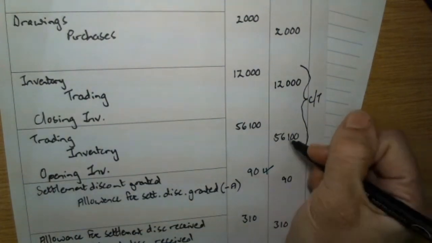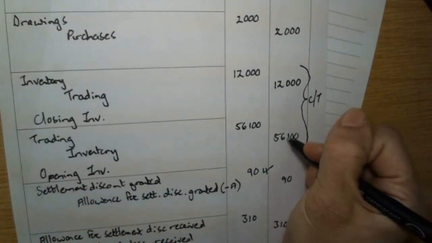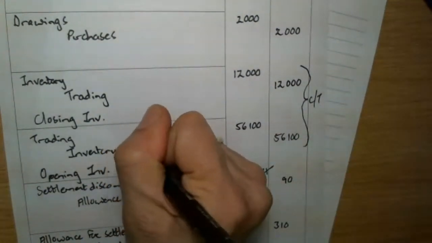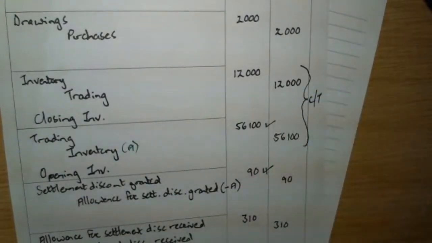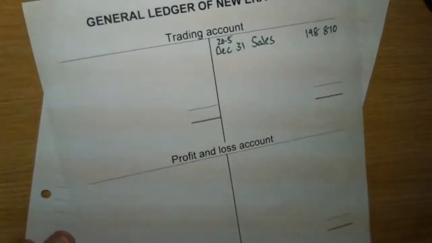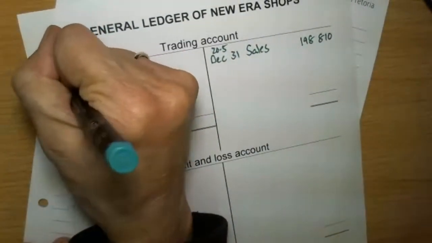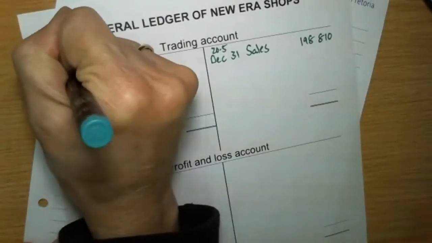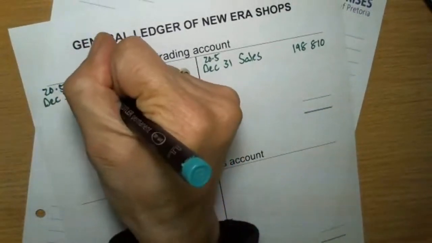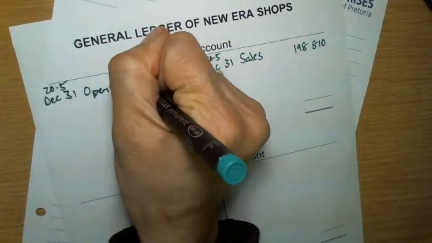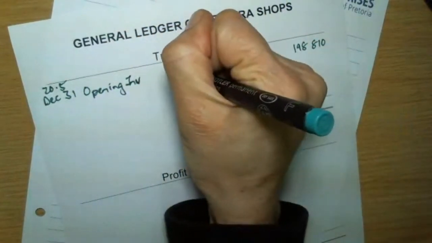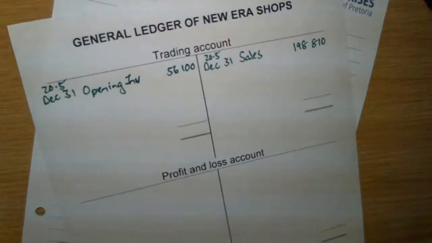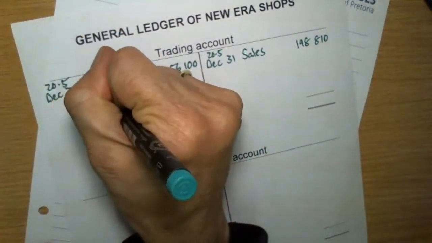My opening inventory was the balance in my inventory account at the beginning of the year, and I've credited that asset account, and I debit the trading account with 56,100. So in my trading account, I will start here on the debit side with the opening inventory amount. This is the inventory I started with at the beginning of the year, and that's 56,100. Okay, and I did that closing transfer as an adjustment. Now I want to look at purchases.